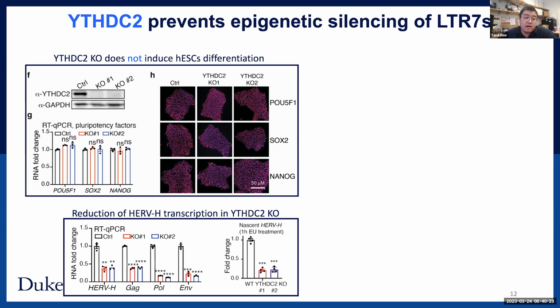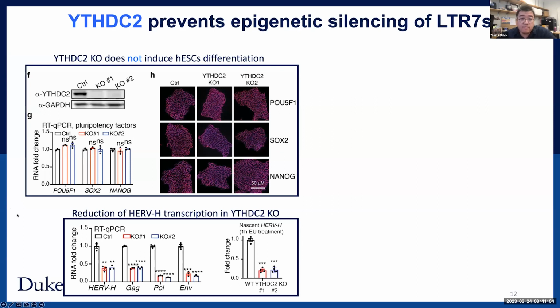It has been shown that RNA modification is critical for RNA stability for some transcripts. So we also measured the transcription of newly synthesized HERV-H RNA, and we found that the reduction of HERV-H is mainly due to decreased transcriptional efficiency. We also did some experiments to show that depletion of YTHDC2 does not lead to HERV-H degradation. So with this observation, we think maybe when we knock out YTHDC2, there are some transcriptional or epigenetic changes on LTR7 HERV-H DNA sequences.